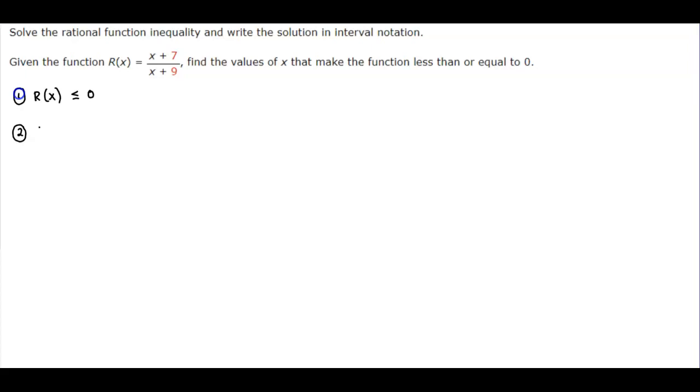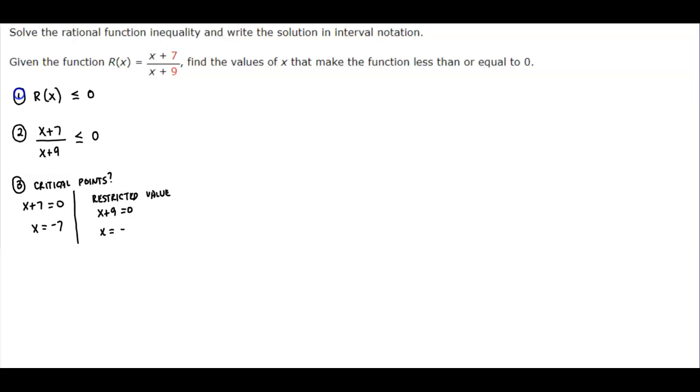So that means that we have x plus 7 over x plus 9, and that's going to be less than or equal to 0. So we know that we have one term on the left and a 0 on the right, so now we can determine what our critical points are. In the numerator we have x plus 7 and we set that equal to 0. So therefore x is going to equal negative 7. In the denominator we have a restricted value. So we have x plus 9, which is equal to 0, and therefore x is going to equal negative 9.